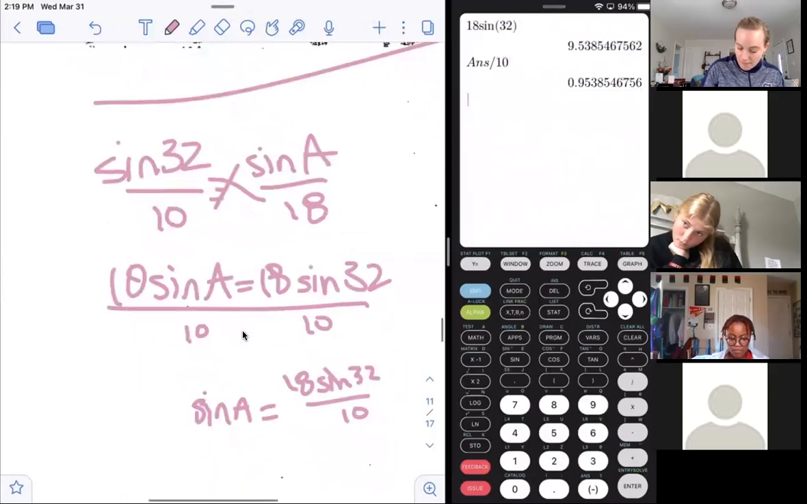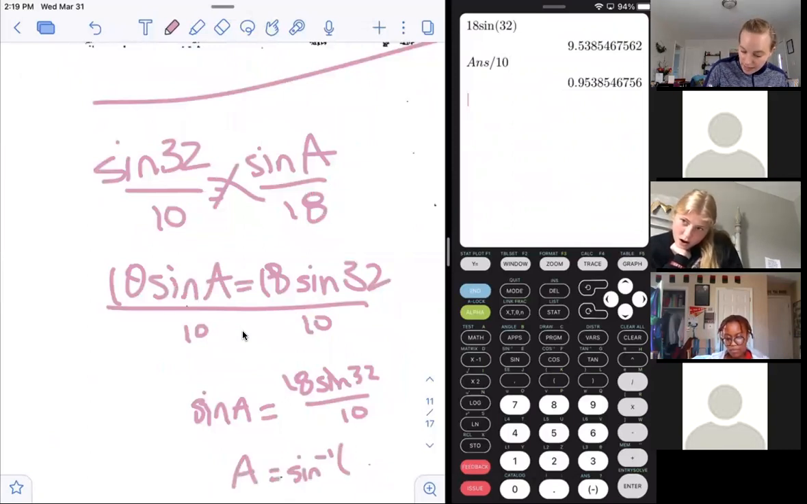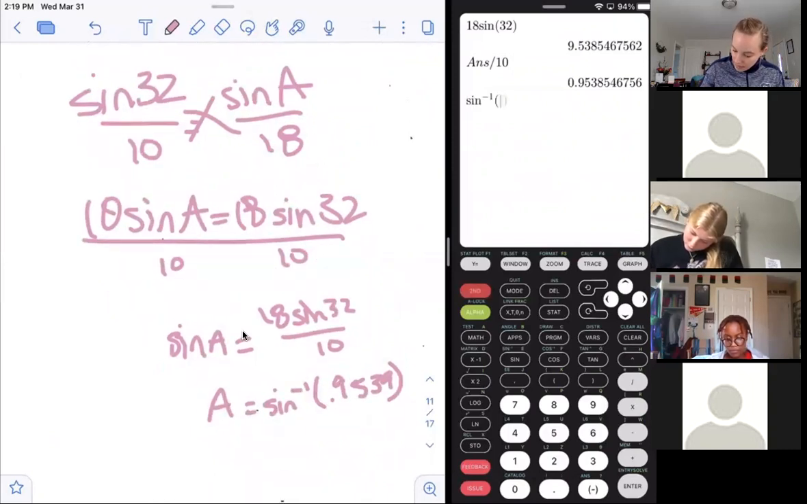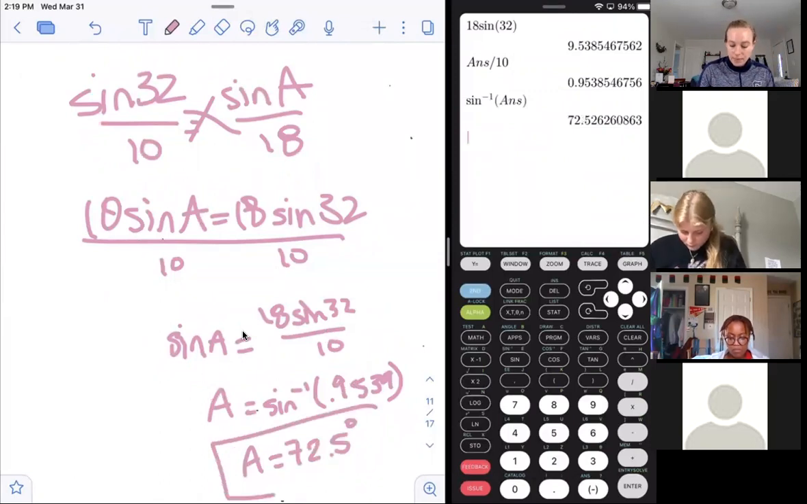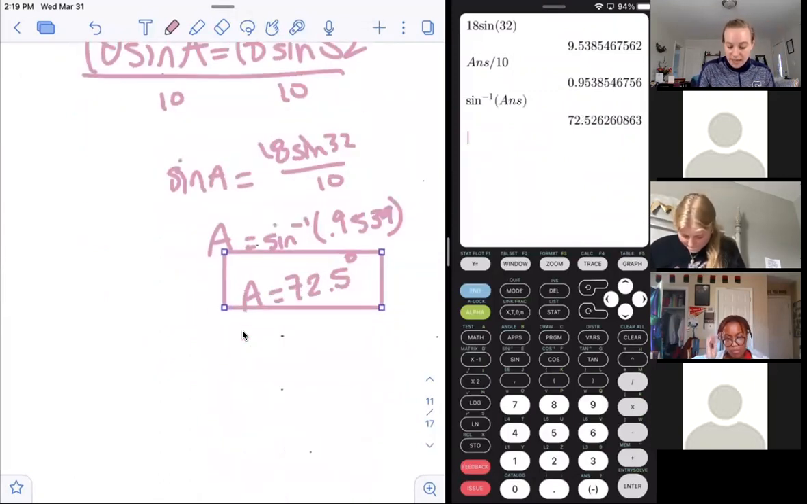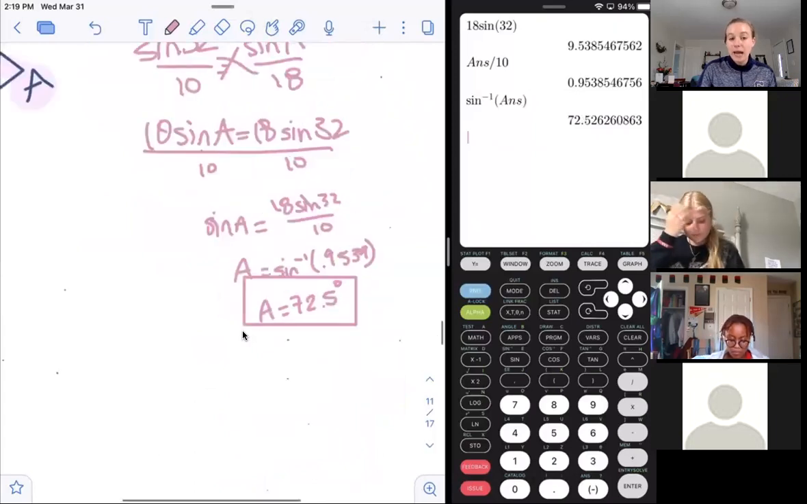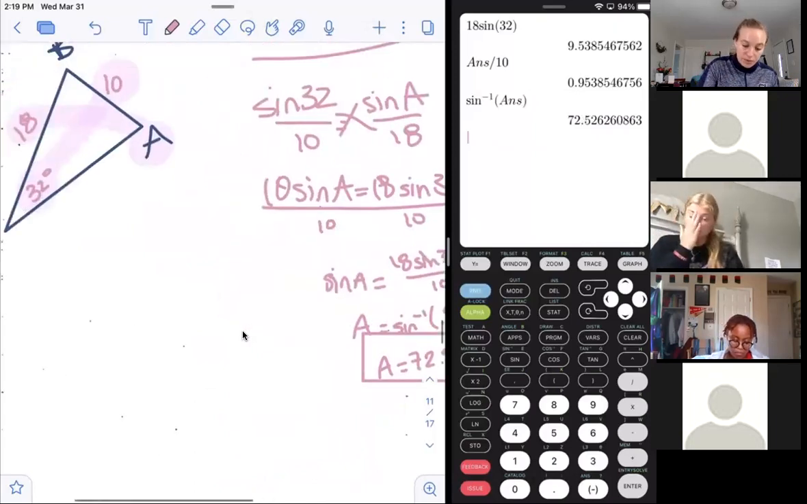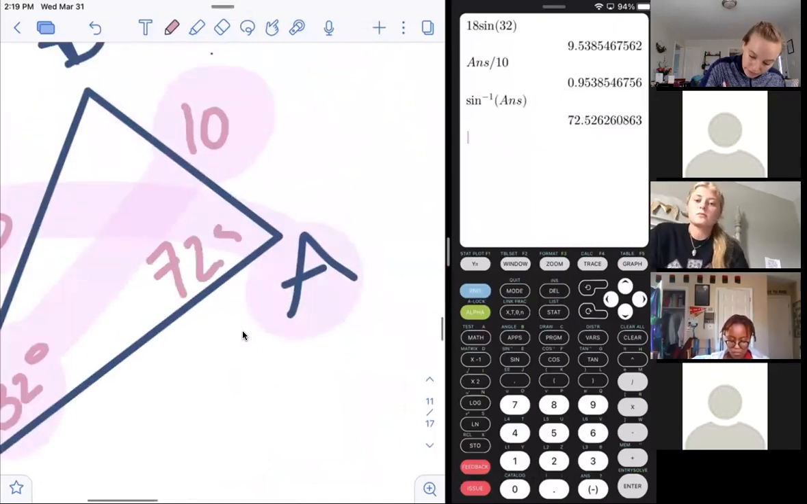Divide by 10. Okay, so this time I'm going to do my inverse sine, or my second sine, of 0.9538 or 39, I guess it doesn't really matter. Second sine of my answer. And I get angle A is 72.5. Okay, so I know it's not 0 triangles because I got an answer. So I now have either 1 or 2 triangles. So I'm going to go put this in this picture, 72.5.